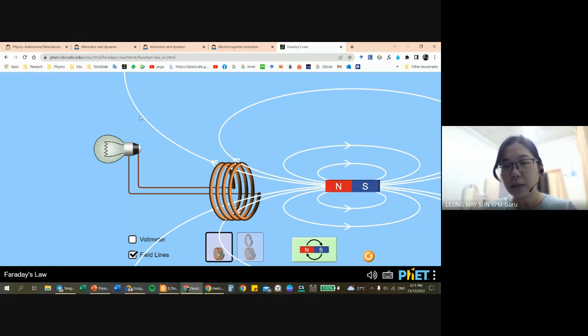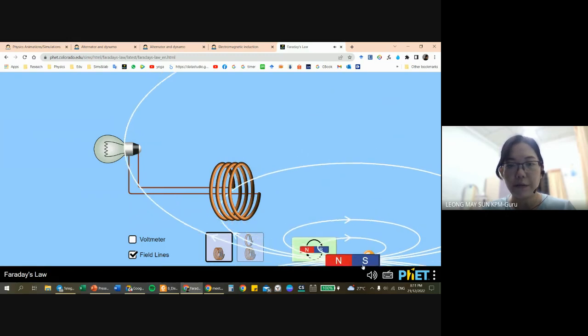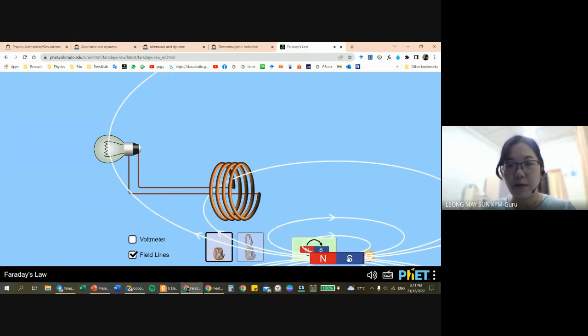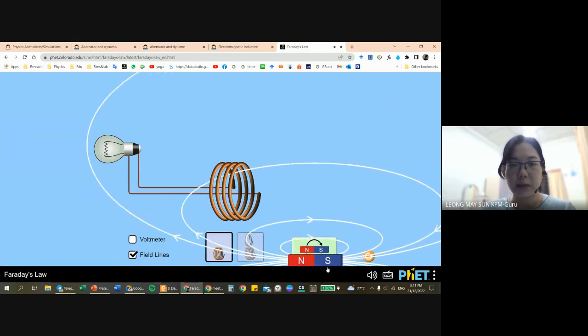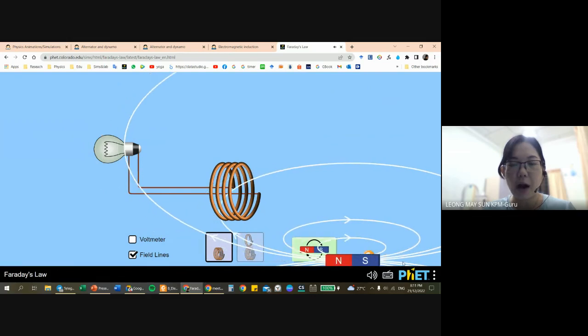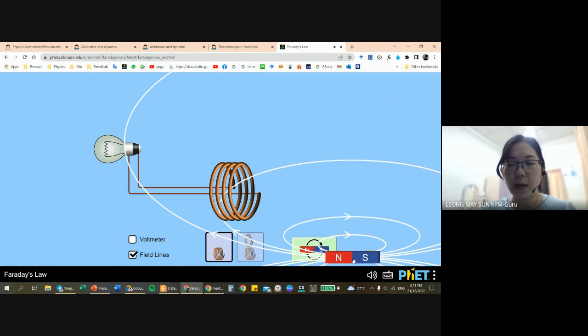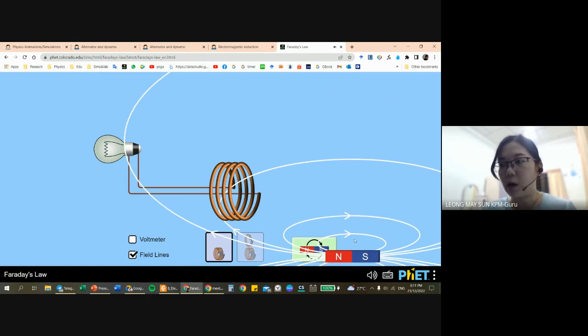So let's just say, for example, if this line is very, very little, you see, there's only one magnetic field line. It's very far away from the actual magnet. So when the magnetic field is very, very weak, it's not going to induce a lot of current.